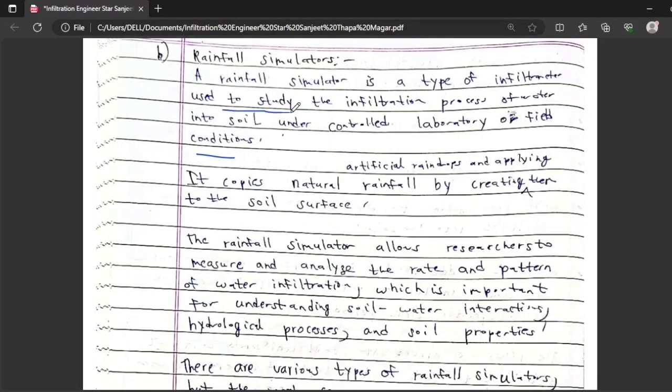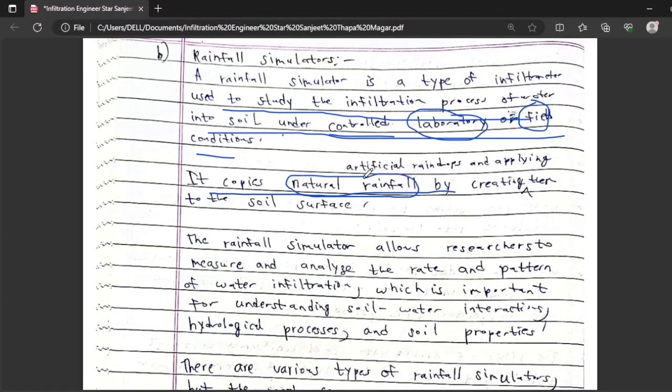It's a type of infiltrometer used to study the infiltration process of water in the soil under controlled laboratory or field condition. This can be done in laboratory or field by controlling rainfall intensity, water droplet size, humidity, temperature, and so on. It copies the natural rainfall. This is not natural rainfall, but it makes the rainfall, moisture, temperature, and all environments similar to natural rainfall by creating artificial raindrops and applying them to the soil structure.